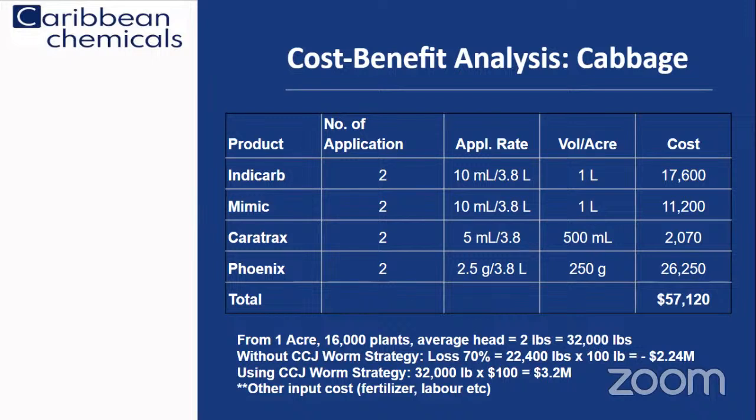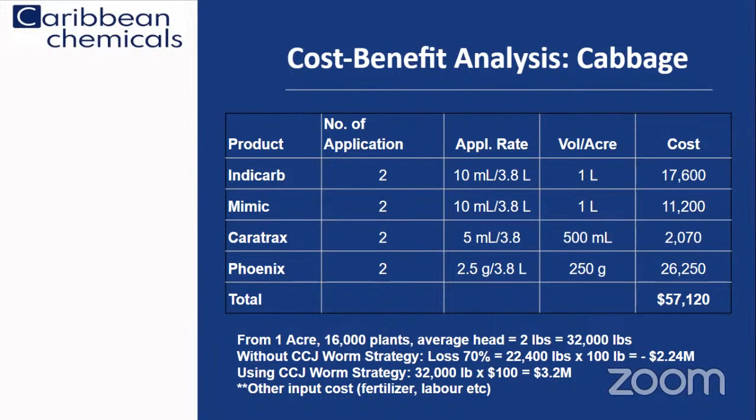And in our worm control program, we have the Indica, the Mimic, Carajacks, Phoenix. So we have to use each of these chemicals 2 times in our crop cycle. So we have the Indica 1 liter, which costs $17,600 per liter. We have the Mimic 1 liter, $11,200 per liter. The Carajacks 500 ml bottle, $2,070 per bottle. We have the Phoenix, 250 grams for the acre at $26,500, and this all sums up to $57,120. And this is the cost of your worm control strategy for your crop life cycle.